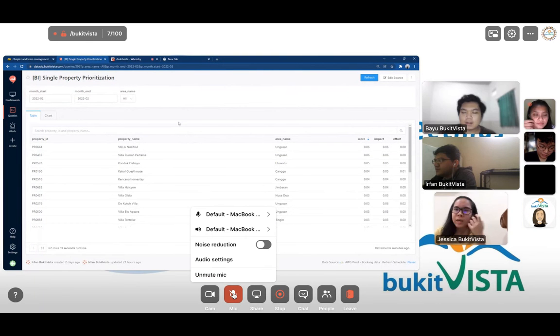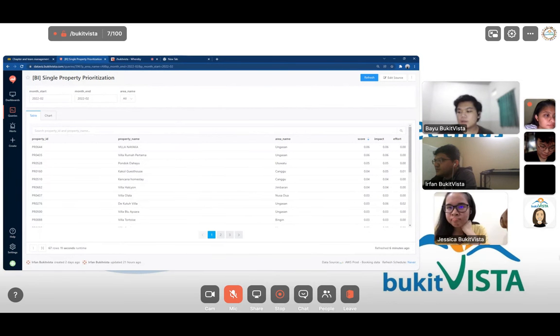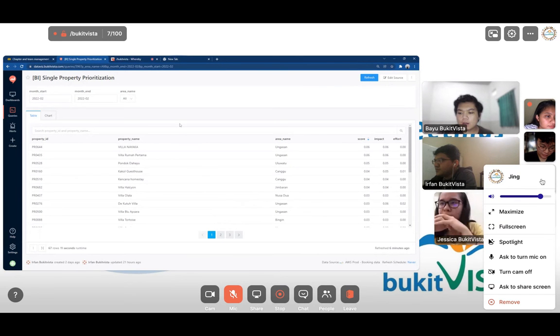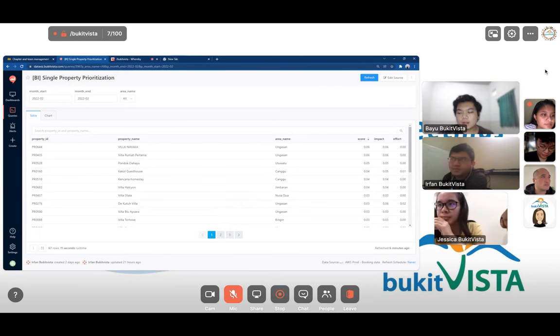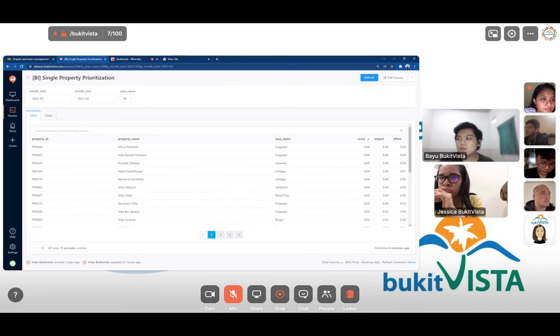What Coffee said actually makes sense. If the impact pakai revenue or occupancy, and then we try to compare it with the availability, right? It doesn't really make sense. Probably most of the property with high score will have low availability.